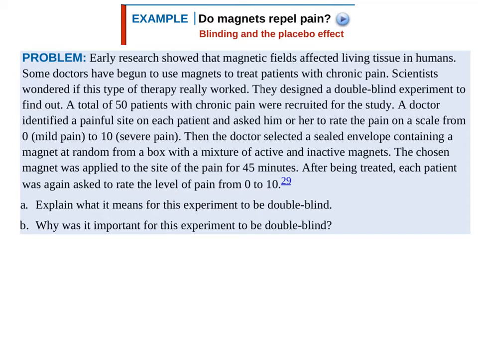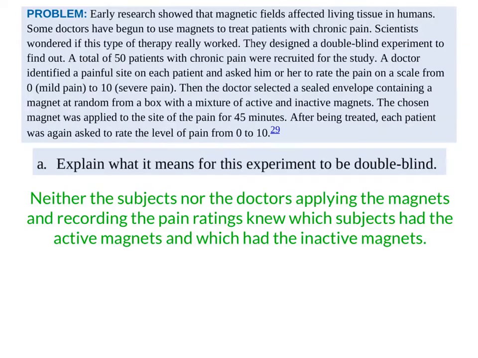So let's do two different things. Let's explain what it means for this experiment to be double-blind, and why it was important for the experiment to be double-blind. So in this case, what it meant for the experiment to be double-blind was that neither the subjects nor the doctors applying the magnets and recording the pain readings knew which subjects had the active magnets and which had the inactive magnets. I still don't know what that means, but it must mean something.